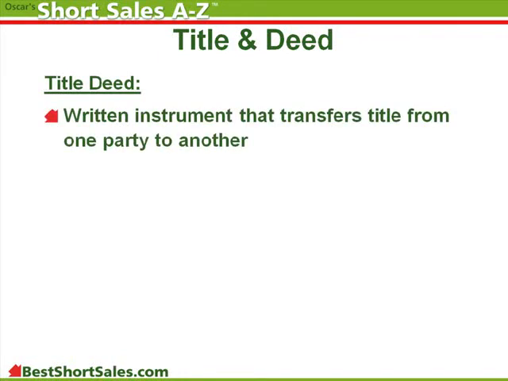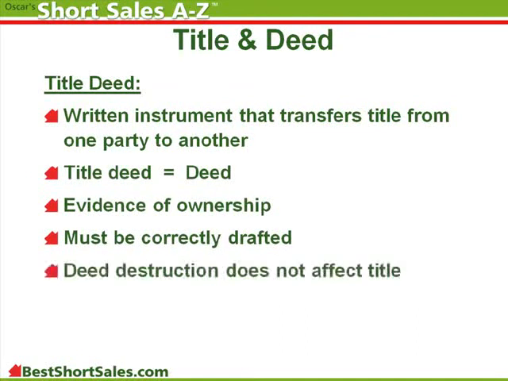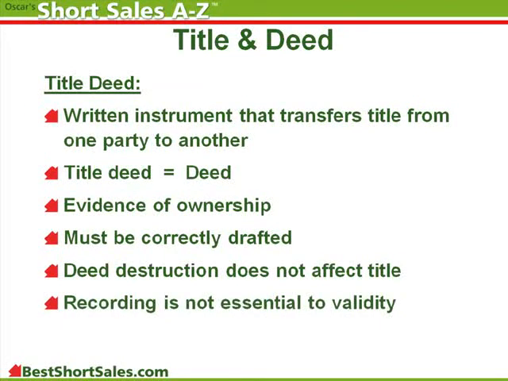Title deed. A title deed is a written instrument that transfers title of land from one party to another. Title deeds are commonly referred to as just deeds. To simplify, a deed is written evidence of ownership. To be valid, a deed must be correctly drafted. Although disputes may arise, destruction of the deed does not affect title. The deed is a document. The title is a right.